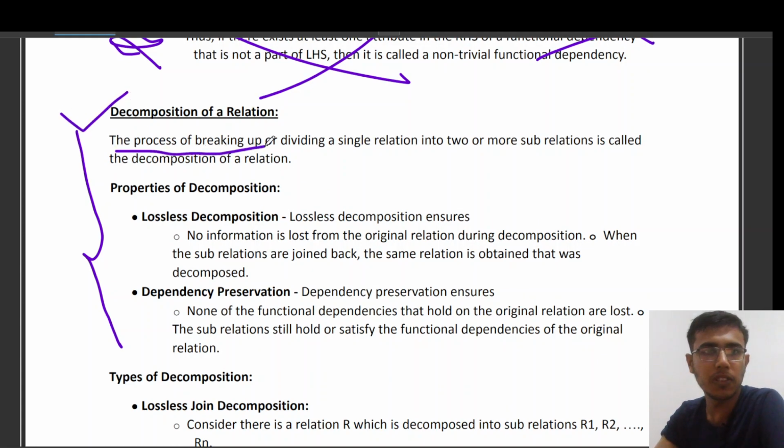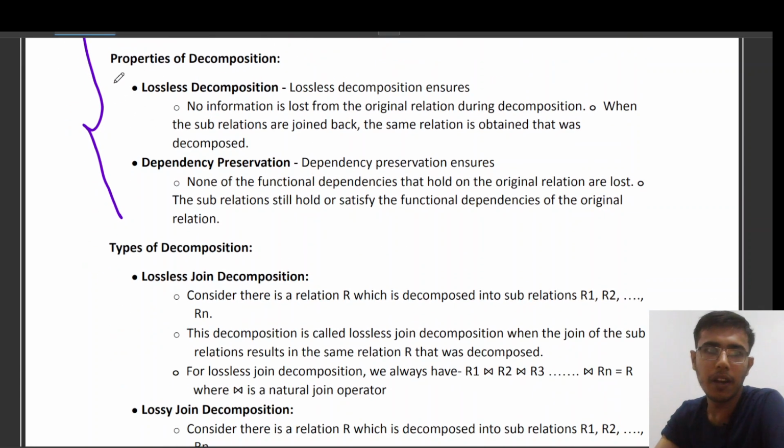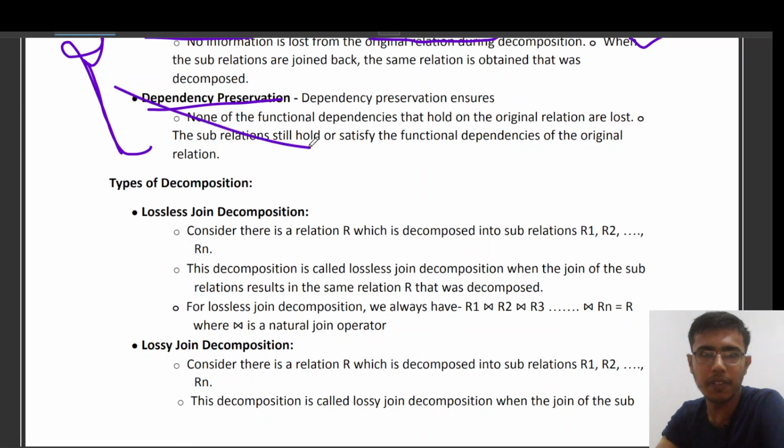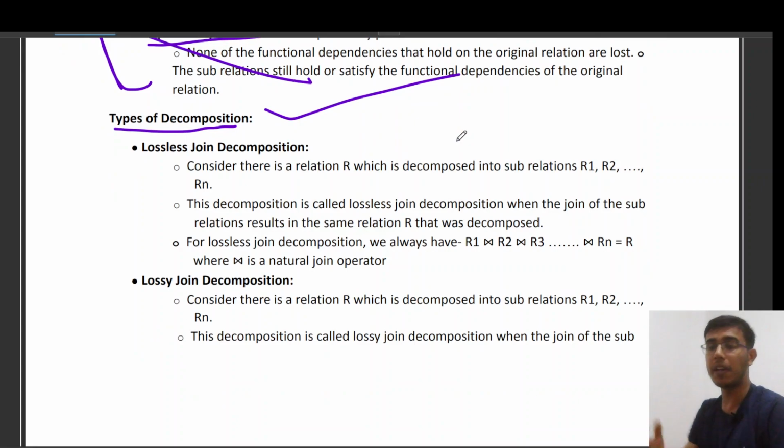Decomposition. The process of breaking down or dividing a single relation into many sub-relations is what we call decomposition. There are some other properties that you can see, like lossless decomposition and dependency preservation. Lossless decomposition ensures no information is lost. Types of decomposition.